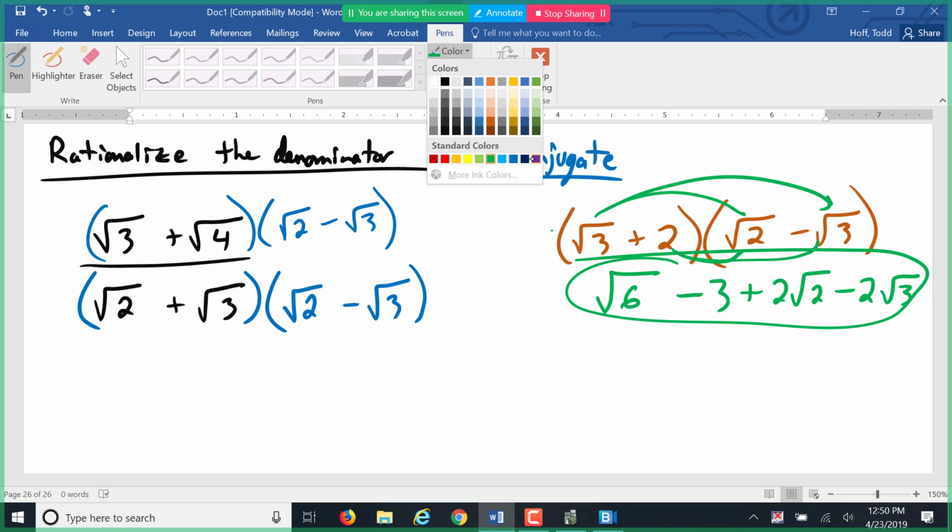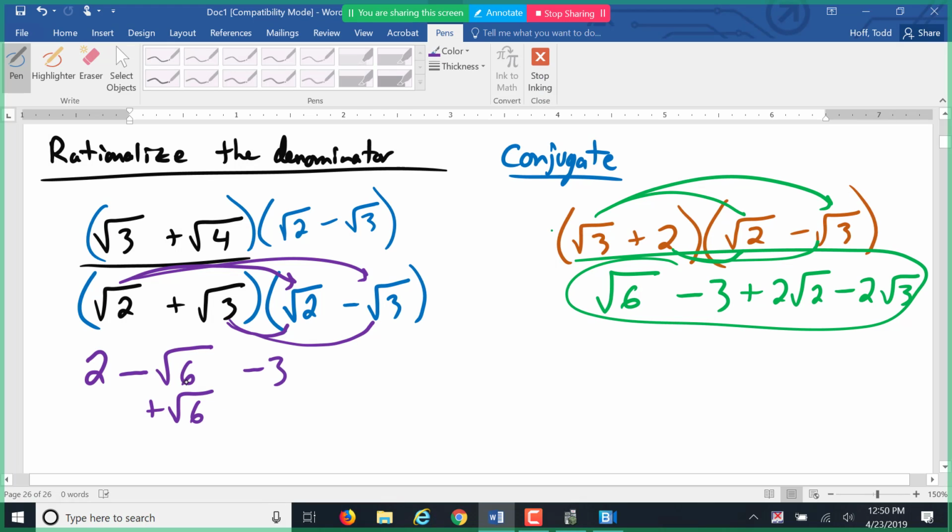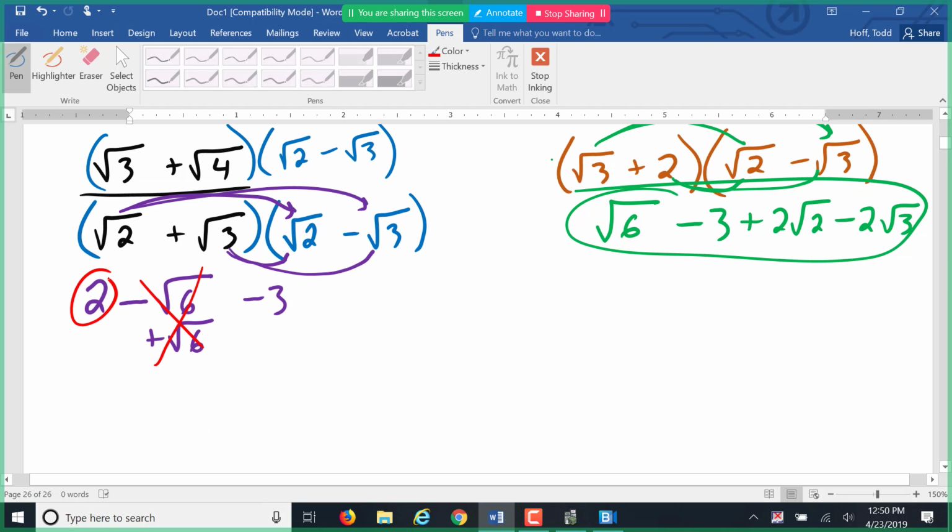Our denominator: square root of 2 times the square root of 2 is 2. Square root of 2 times the negative square root of 3 is the negative square root of 6. Square root of 3 times the square root of 2 is a positive square root of 6. And square root of 3 times the negative square root of 3 is a negative 3. So the positive square root of 6 and negative square root of 6 cancel out. 2 minus 3 is a negative 1. So this is all over negative 1.